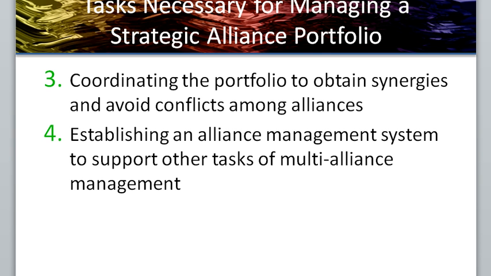Step 3, coordinating the portfolio. This is really what they say here: obtaining synergies and avoiding conflicts. When you have a lot of different companies working together, just like you may have brothers and sisters in your family, or a team you're working on in class with other students, it's difficult to get everybody to work together and to avoid conflicts of interest. Different companies in your business compete against each other or fight each other when they should be fighting the competitors outside the company. So try to look for where two different divisions or corporations within one company can work together.